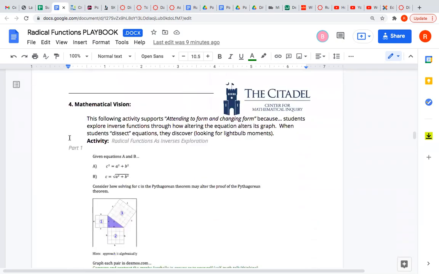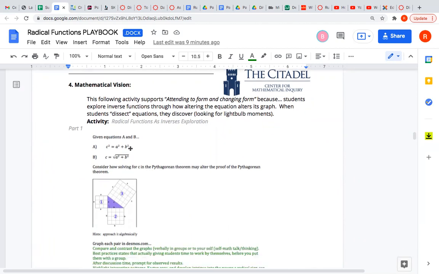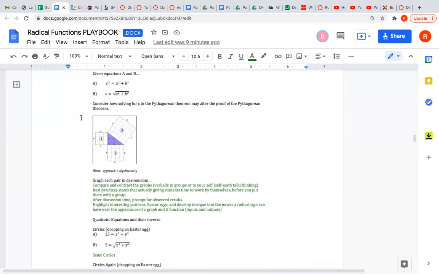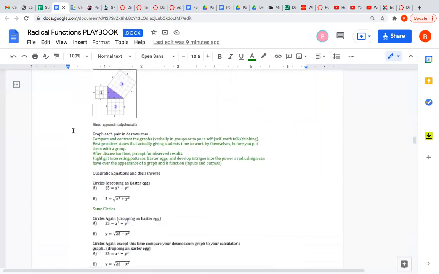Mathematical vision. Part 1 is a discussion platform to help students essentially discover and find their own light bulb moments and make connections, connecting the Pythagorean theorem. We have things squared, this is square root, connecting what we did previously. There's something involved between solving. We use radicals or square root at least to undo squaring, and vice versa.